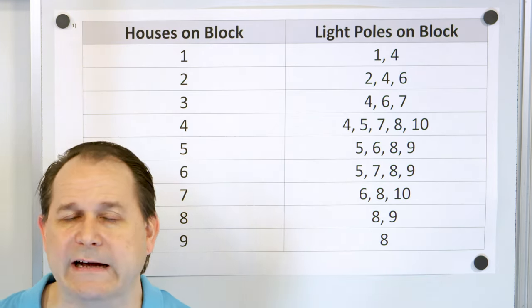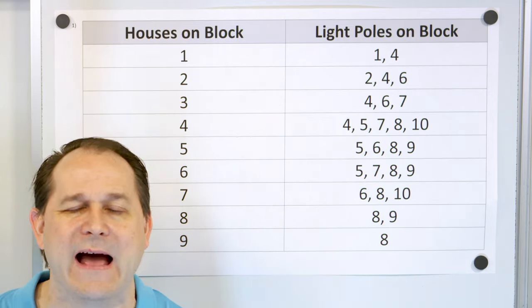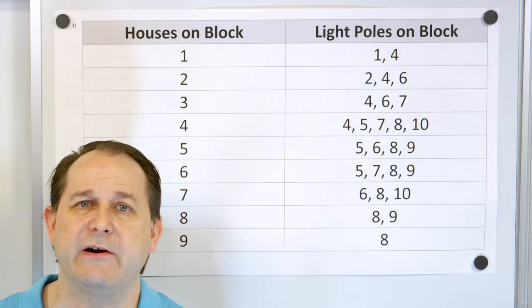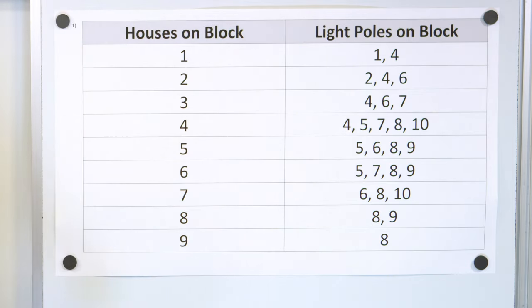So this is just raw data. We have a whole city's worth of houses and blocks to study. And so we make a little table to figure out what the raw data is. Now, let's draw a scatter plot of this and see what this data looks like in general.